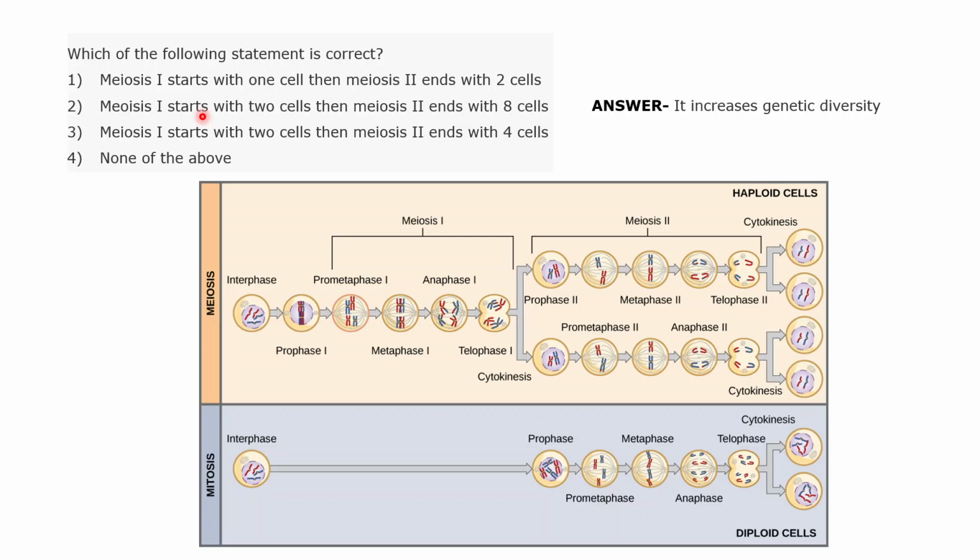If it is 1 cell, 4 cells are formed. If it is 2 cells, then 8 cells are formed. If it is 3, then you know the answer, right? At that time you can say it will be 12, right? 4 into 3, 12.